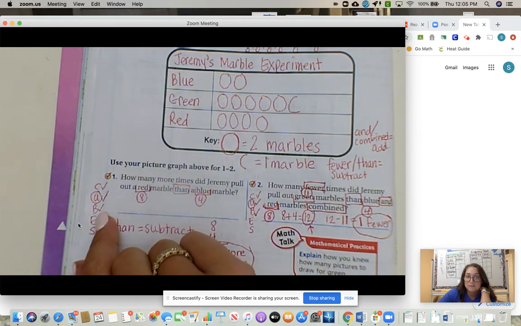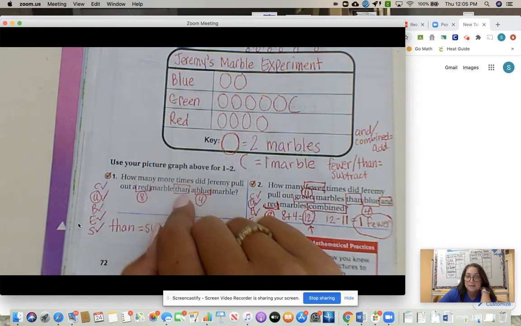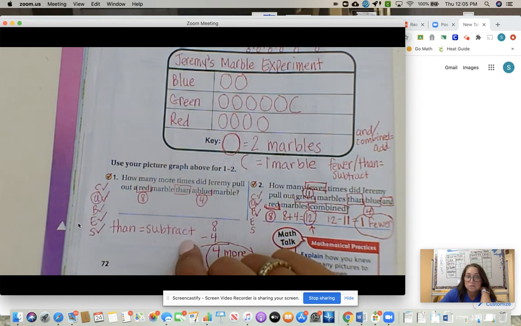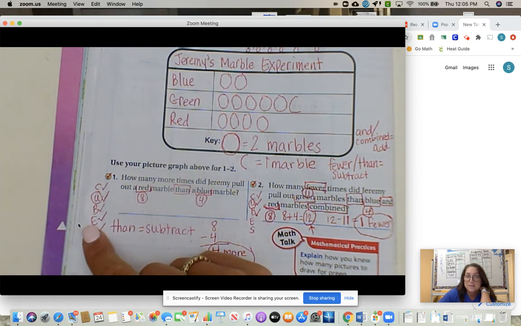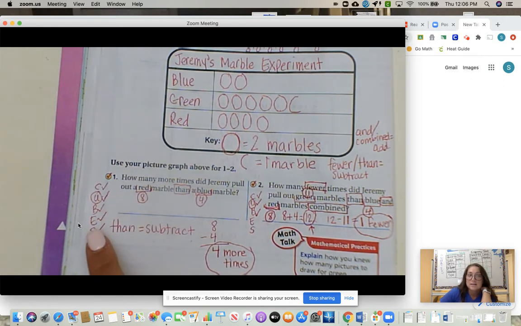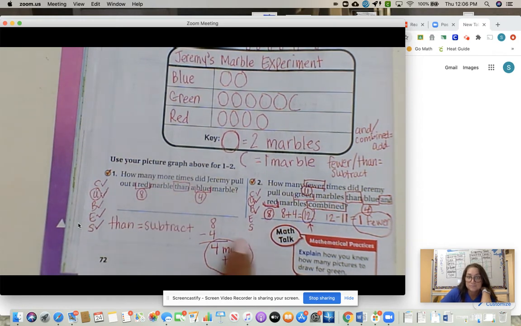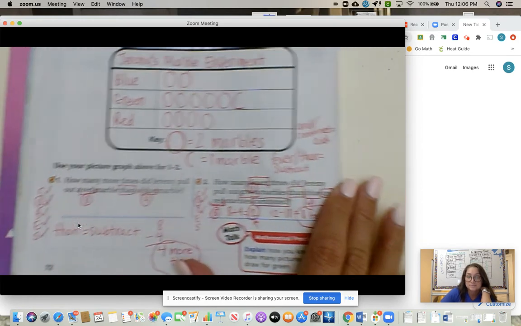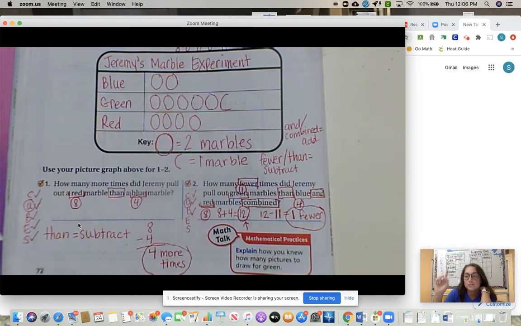Now box our math verbs. There's only one, than. And than means to subtract. So check off our math verb. Evaluate. So write the problem. What are we going to do? Well, we're going to subtract the blue marbles from the red marbles. So that's what I did. 8 subtract 4. Check. Now we're going to solve and label our answer. So 8 subtract 4 is 4. For what? Oh, 4 more times red was chosen. You circle your answer.